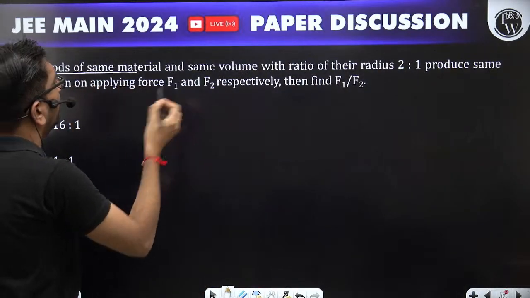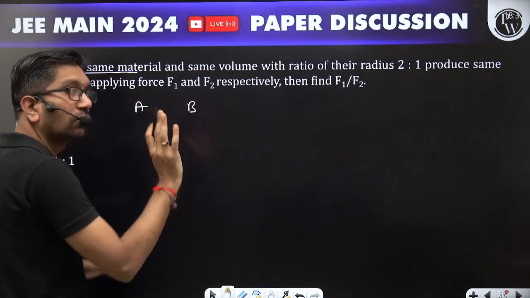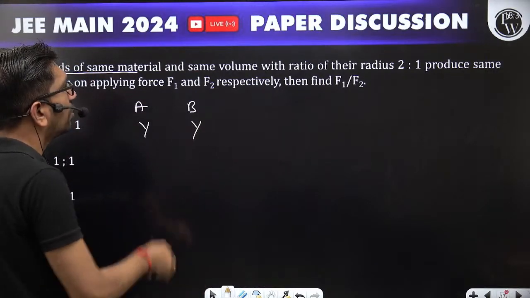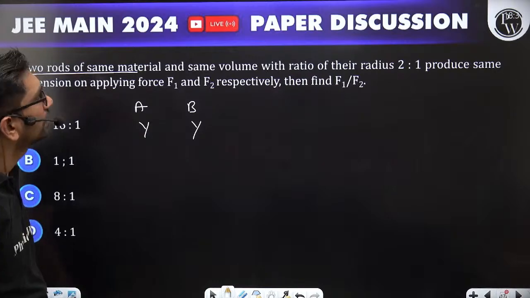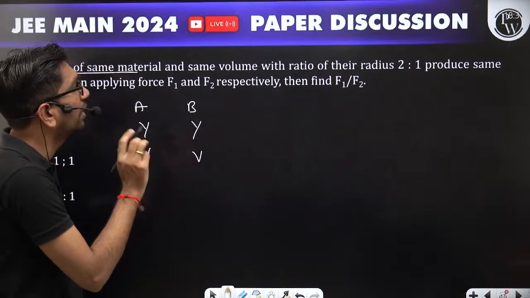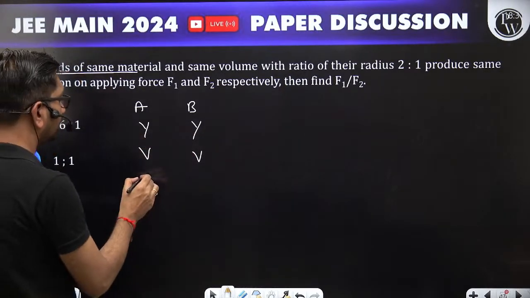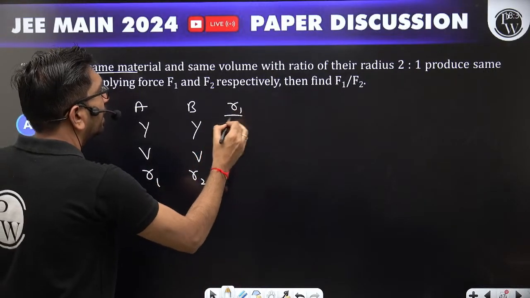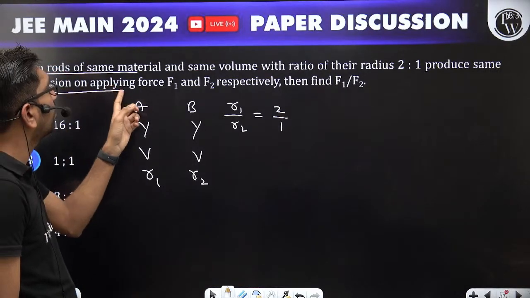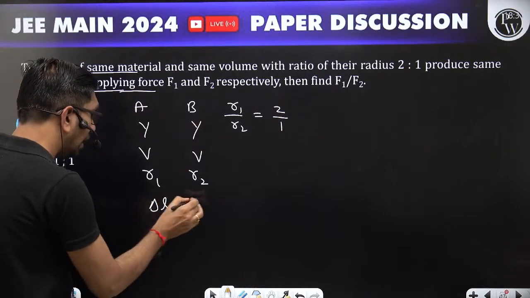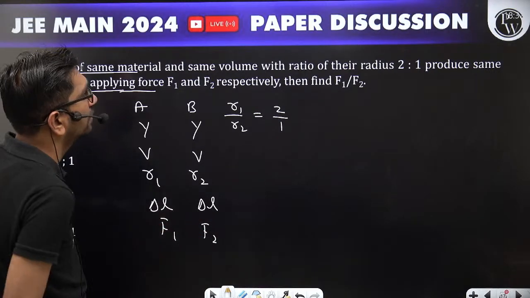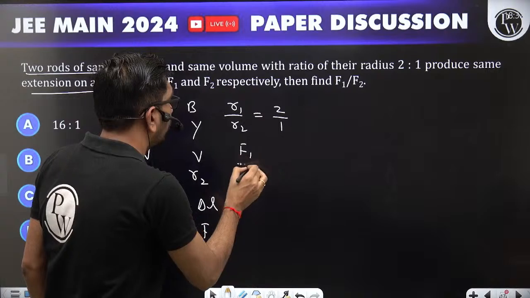Two rods of same material. It means they have the same Young's modulus, because this question belongs to Young's modulus. And the same volume. The ratio of the radii is different, given as R1 by R2 equal to 2 by 1. And they produce the same extension. The elongation is the same in both. The forces are different, F1 and F2. Then find F1 by F2.